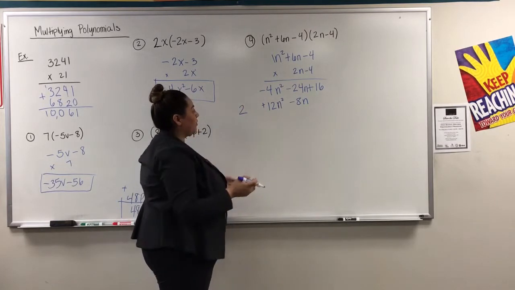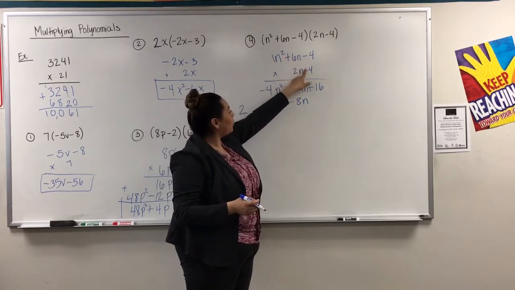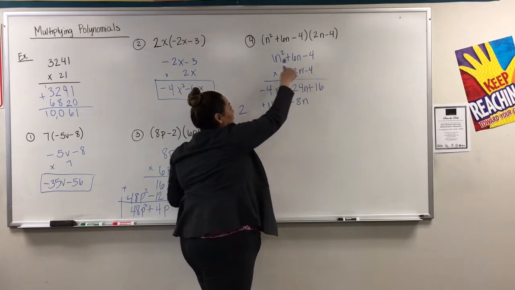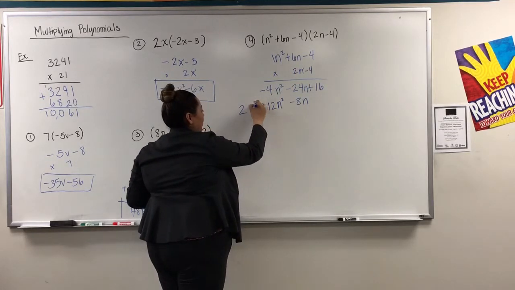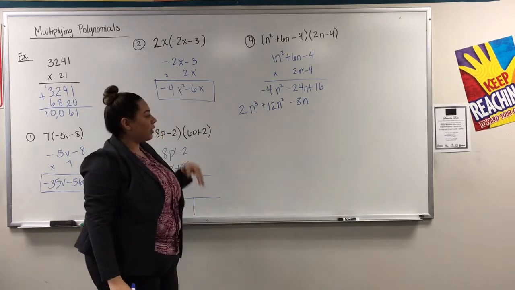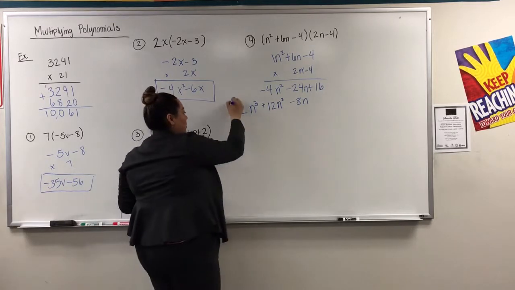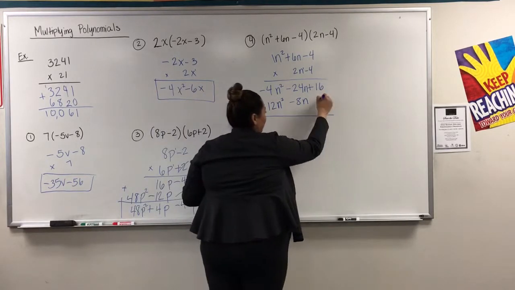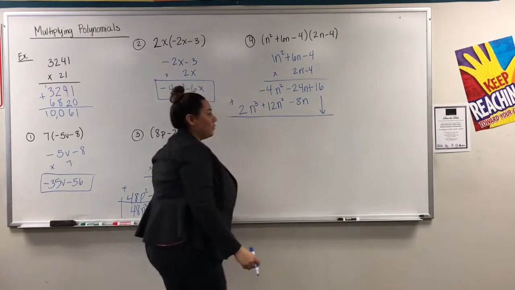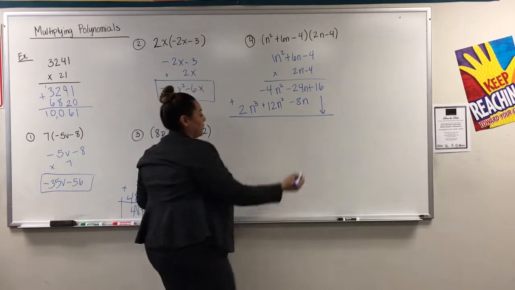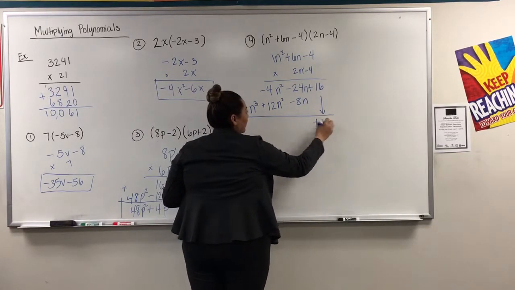How many n's do we have in total right here? We have 2 right here, 1 right here. They make a total of 3, so n to the third power. What happens right here? We're going to combine like terms. Basically, we're just going to be adding them. The 16, we don't have nothing to combine it with, so we just drop it down. It's going to be plus 16.